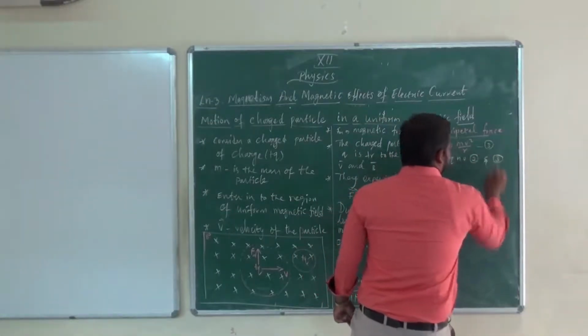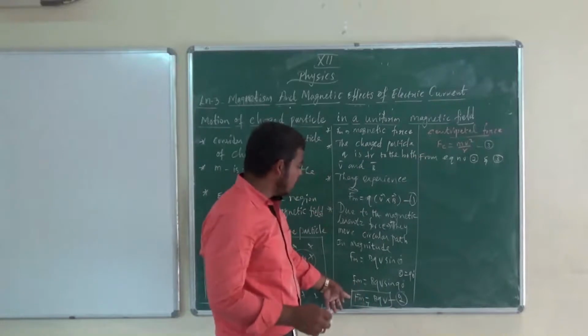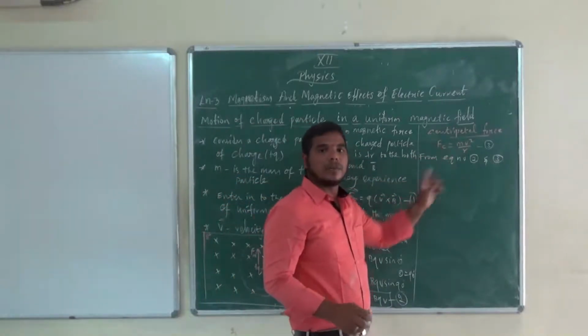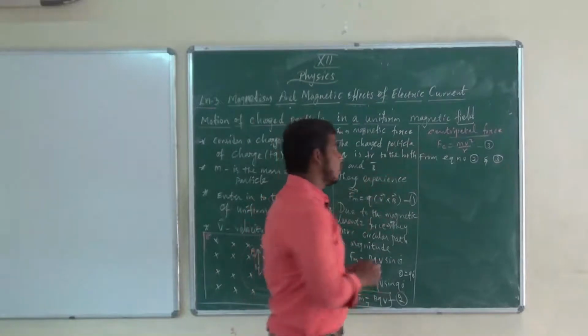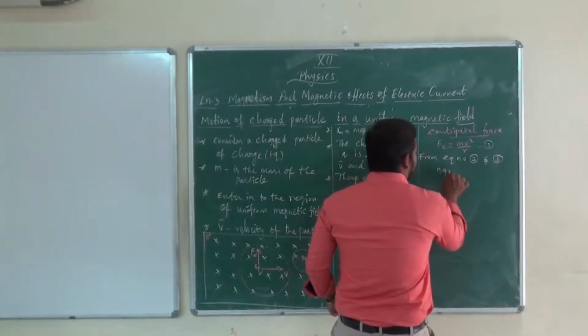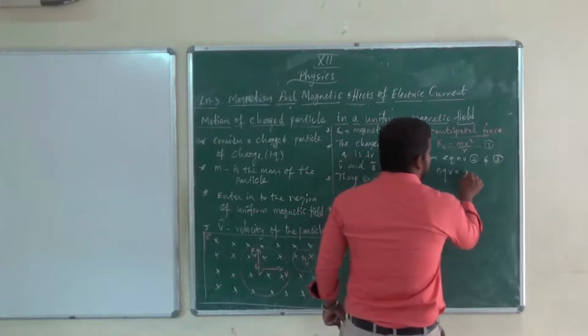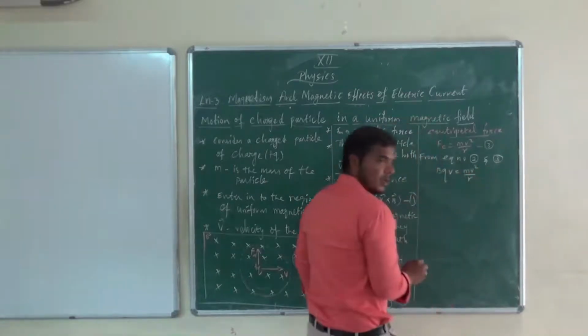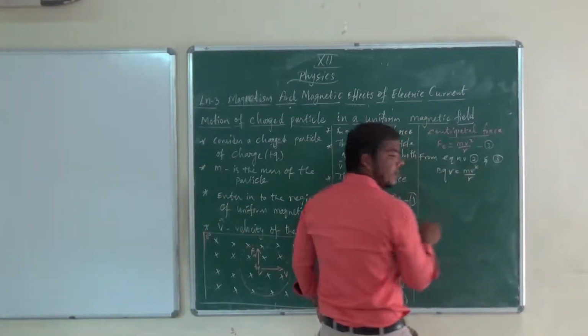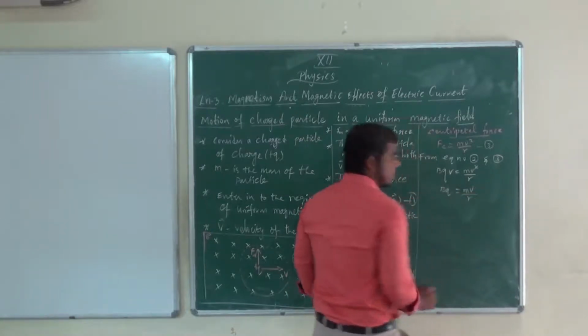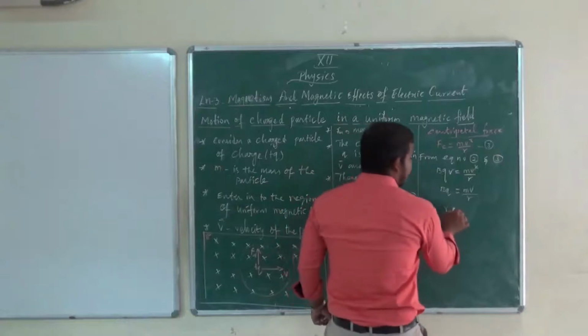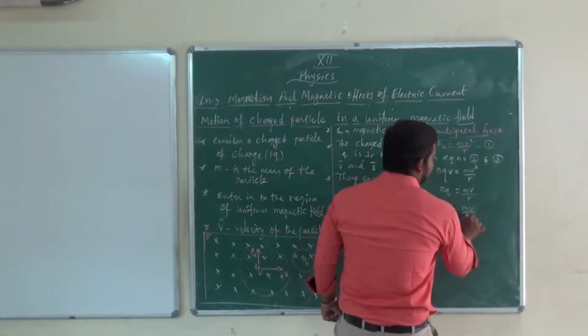From equations 2 and 3, we can infer that the left side is the magnetic force and the right side is the centripetal force. We equate them. What do we get? qvB on the left side, mv squared by r on the right side. Am I correct? The v cancels, so qB is equal to mv by r. Suppose we want the radius, it means mv by qB.